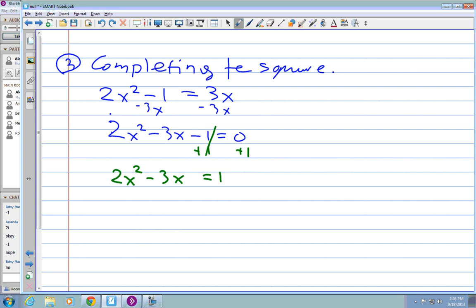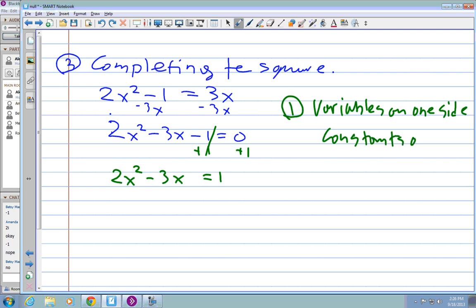Okay? Now, do you remember when we were dealing with circles, there's a certain thing that you have to do in order to complete the square. So the first thing was variables on one side, constants on the other. And this is what we just did.